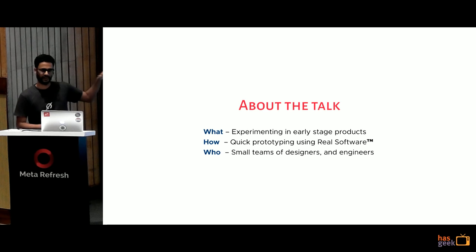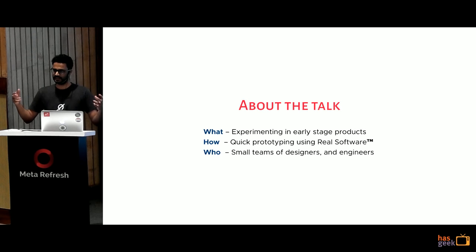So the talk itself, I've divided into these three parts. First, I'll talk about what is this experimenting thing that I'm talking about. And next, I'll talk about how to do these experiments and what are the different ways in which we can think about experiments. And I'll try and tell you about a new way in which I've been doing it. We've been doing it in our teams a few times now, and it's been quite helpful. And it's using real software, and that's supposed to be in quotes. And I'll explain that also when I get there. And I'll have a small section in the talk about the consistency of the team that does these set of experiments.